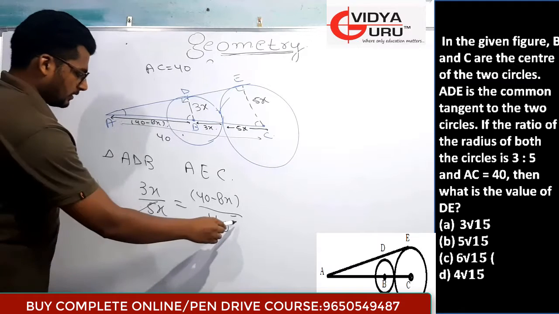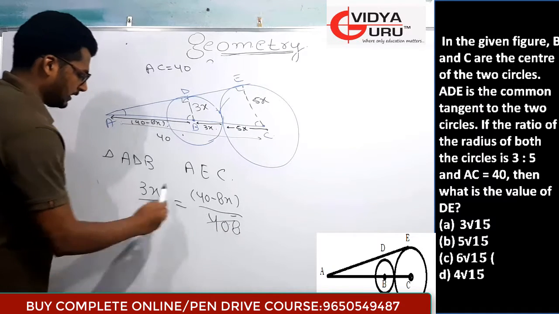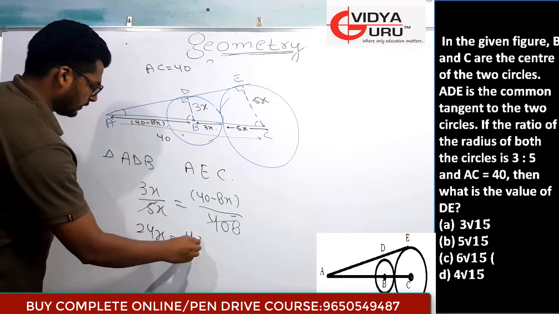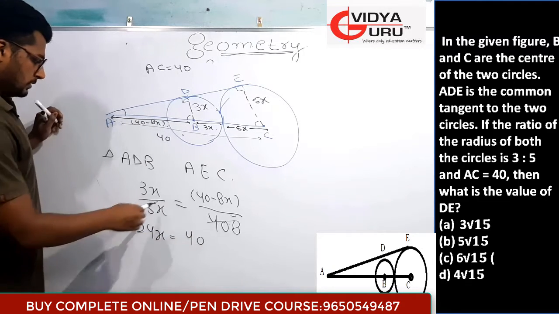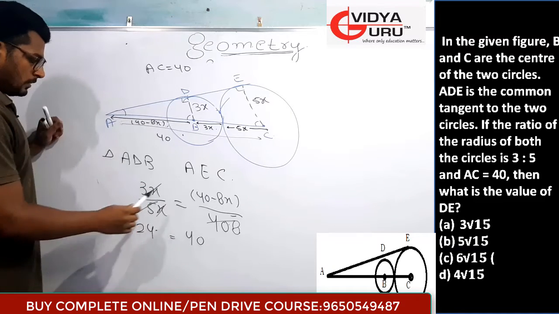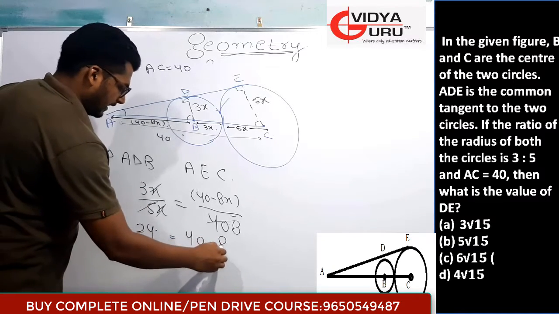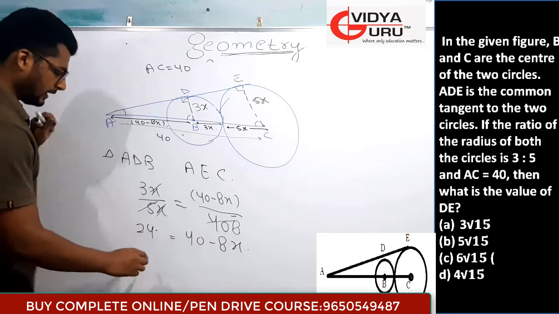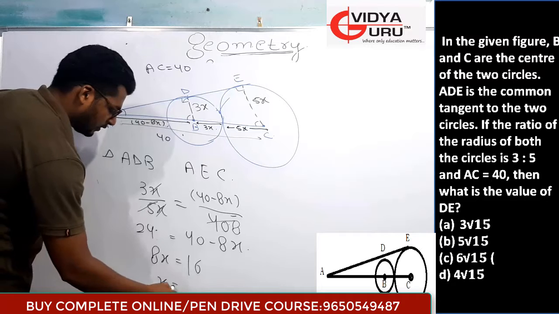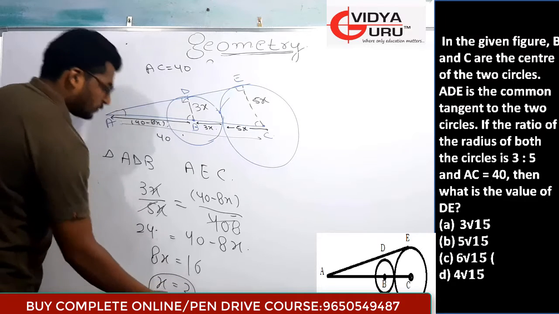If I cancel out 5, 8 times 5 is 40. Now cross multiply. 24x will be equal to 40. This x will also be cancelled out. So here what will be left? 40 minus 8x. 8x will be equal to what? 16. x will be what? 2. x is 2.